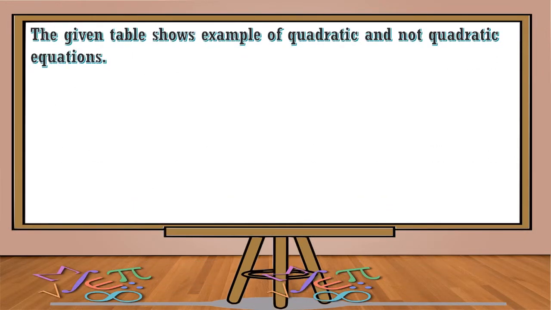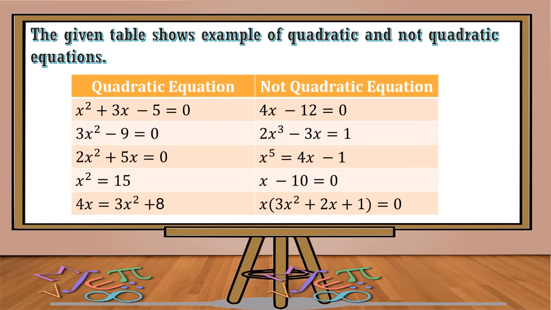The given table shows example of quadratic and not quadratic equations. Let us study this table. So here are the samples of quadratic equation. Take note that you have here 2 as the degree of the equation. So that is a quadratic equation. This one is also 2. So this is a quadratic equation. The degree is 2. While for this one, the degree of the equation is 2. And the last one, we also have 2.